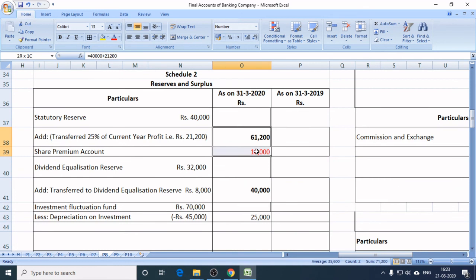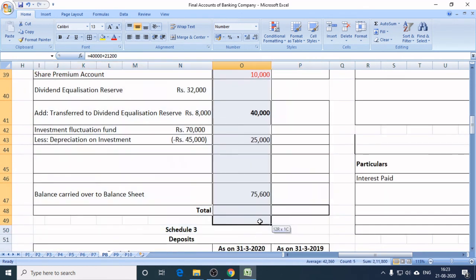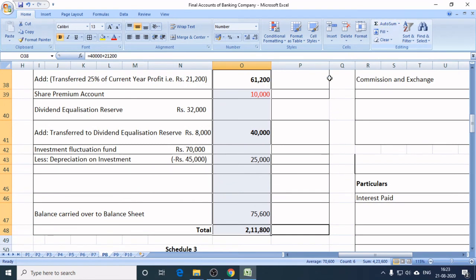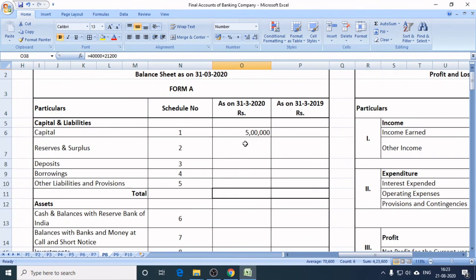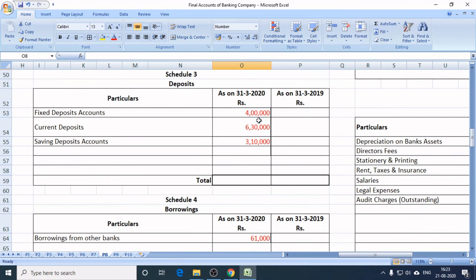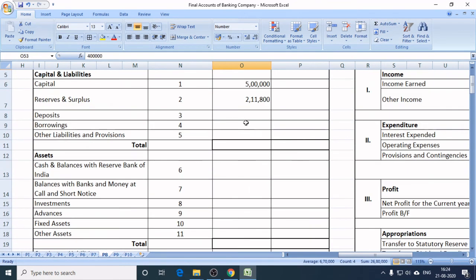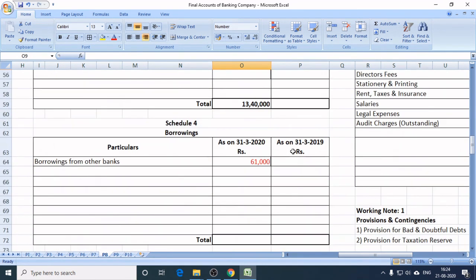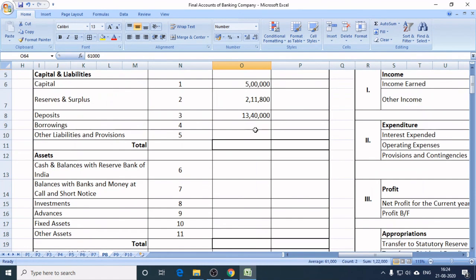Now schedule number 2, let's make addition of schedule number 2. Here in total we have 4 figures. Now the 2 lakh 11,800. Now the schedule number 3, deposits. Here we have 3 figures and its total is 13 lakh 40,000. Now schedule number 4, borrowings. There is only one figure, 61,000 rupees.